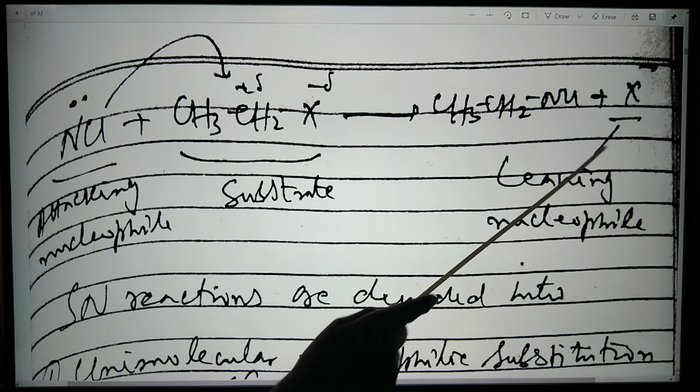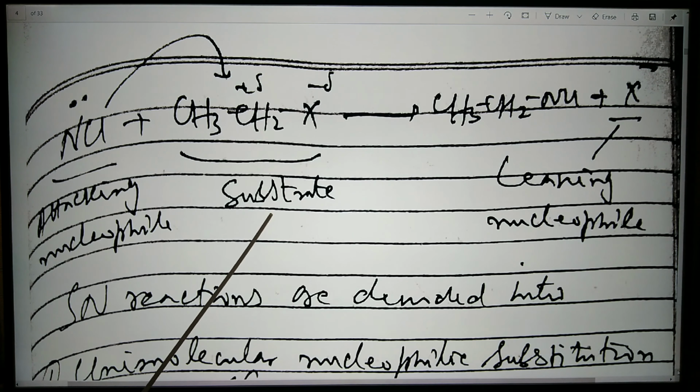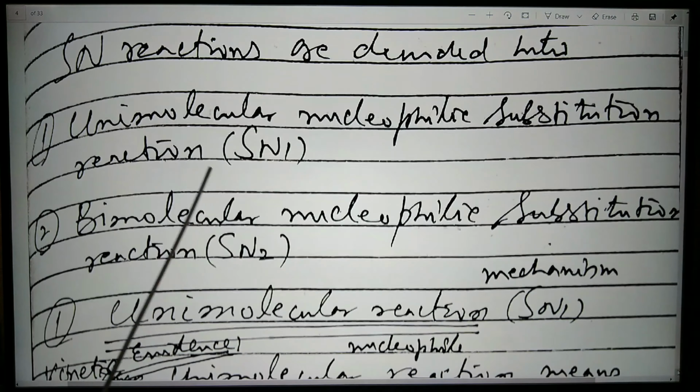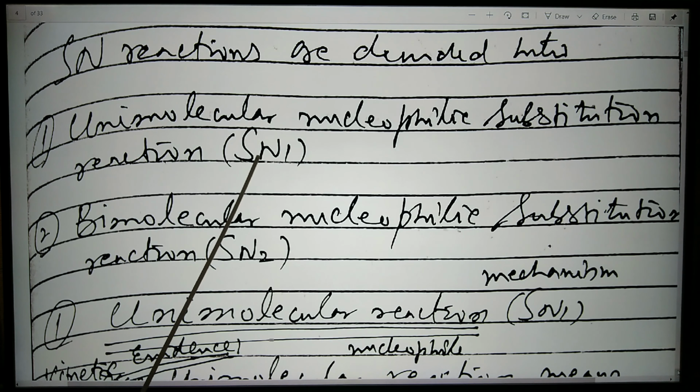This is known as the leaving group. This is known as the substrate, and this is known as the attacking nucleophile. Now we will divide this SN reaction into two types. One is called the unimolecular nucleophilic substitution reaction, that is SN1. The second one is called the bimolecular nucleophilic substitution reaction, which is denoted by SN2.